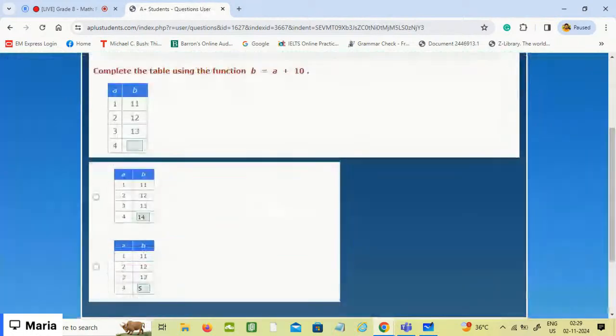Complete the table using the function b equals a plus 10. The correct option is option number 1.